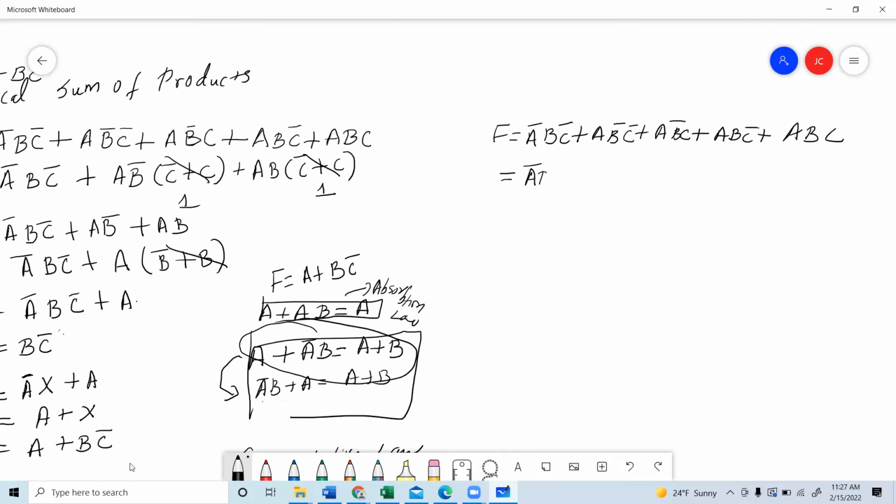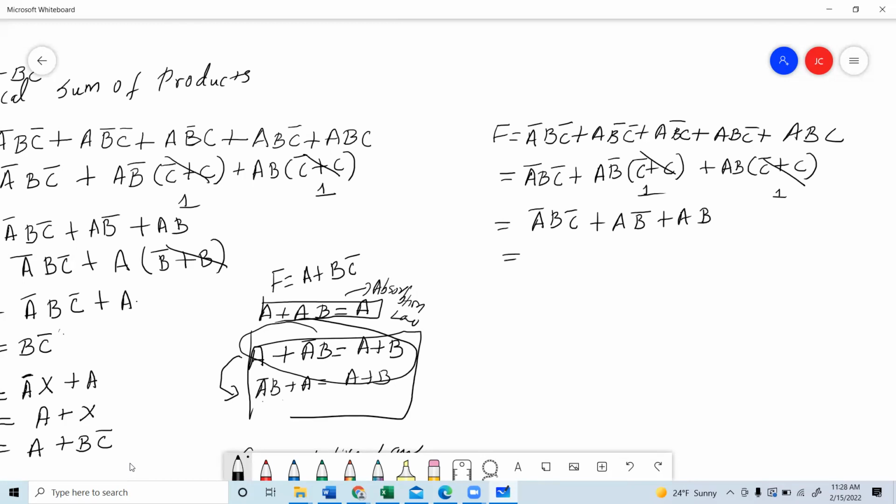So A bar B C bar. This is what is common: A bar, A B bar is common, and C bar plus C. We know that this is nothing but 1. And here A B is a common term, and C bar plus C is again 1. So until this point, we are correct. So A bar B C bar plus A B bar plus AB.